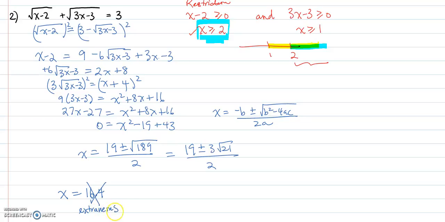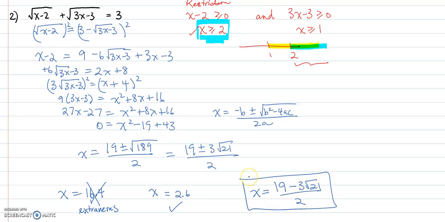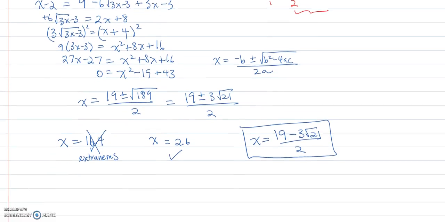It does not work. Now I go ahead and I try my 9 minus 3 root 21 all over 2, and I calculate that to be 2.6. I plug that in and it does work. Therefore, I use the decimals to check, but my exact answer solution is that one. So I leave out the plus because that is the extraneous root. All right, so when solving, you have to isolate twice sometimes.